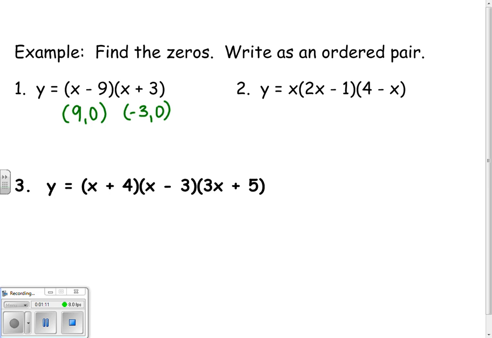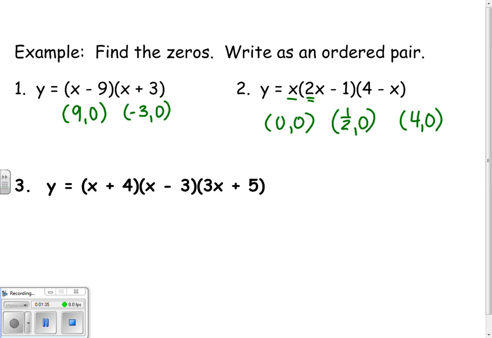Number 2, remember when there is a GCF out front that has a variable, it gives you a root of 0. So (0, 0). And when there's a coefficient in front of the x, it becomes a fraction. Opposite sign still, constant over coefficient. So this root will be a positive 1/2. And then the last one is (4, 0).